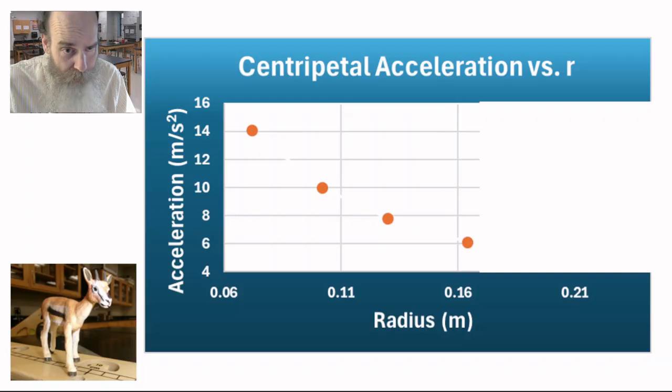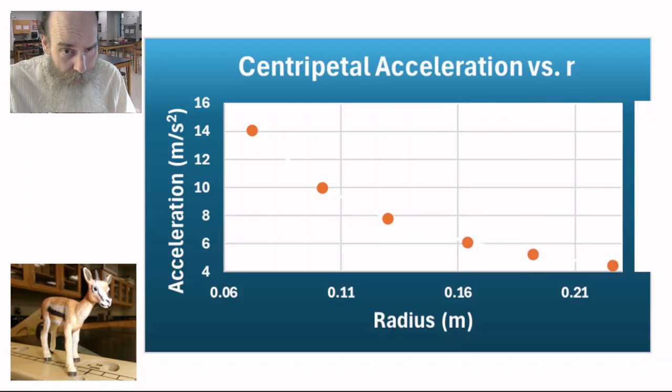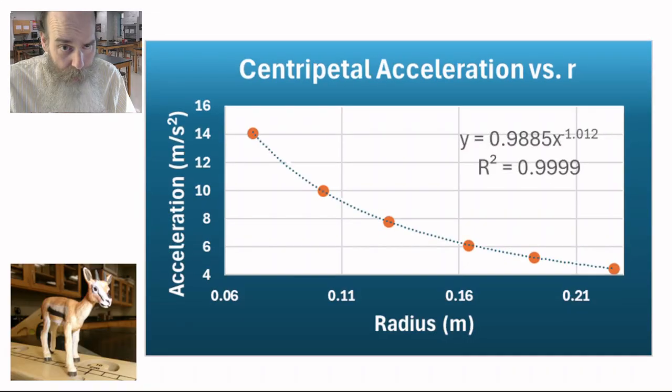for our 6 points. Let's fit this with a power function. There you go. It's a very nice fit. x to the negative 1.012. So in this thing, y is the acceleration, x is the radius. So it looks like acceleration is proportional to 1 over r.